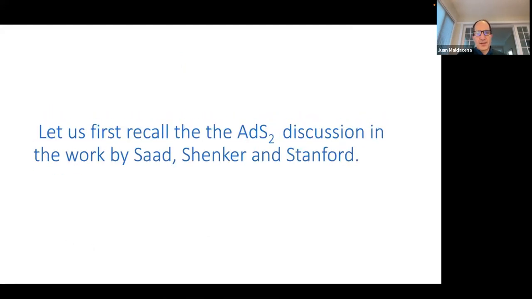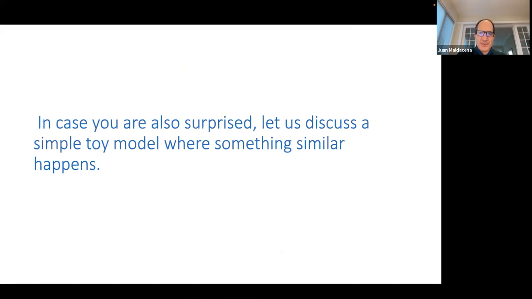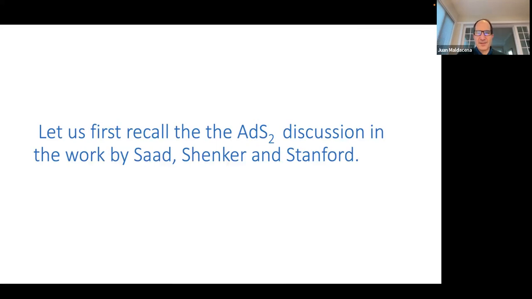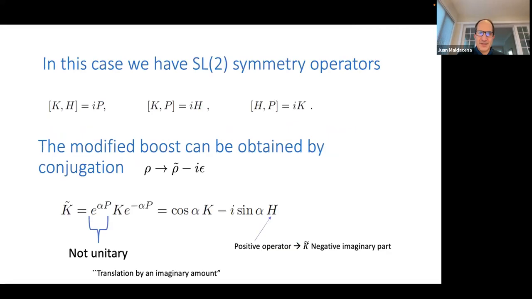Okay, so we're now trying to discuss this change in the spectrum, and first we'll discuss what happens in the AdS2 case, so for black holes whose near horizon geometry is AdS2. In that case, we actually have SL2 symmetry generators. K is one of them, but we also have something that we can call H and P. One is roughly like time translations, and the other is roughly like space translations.